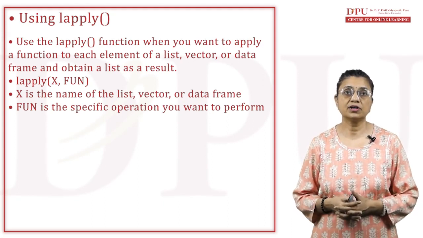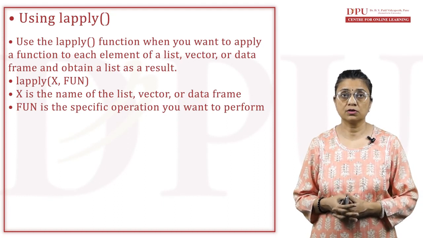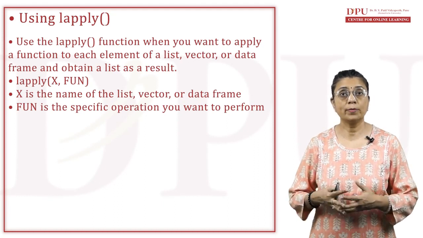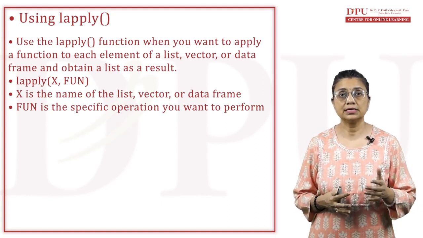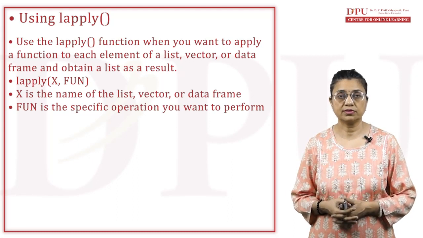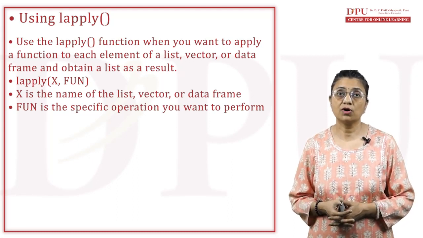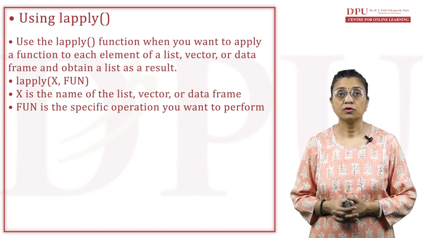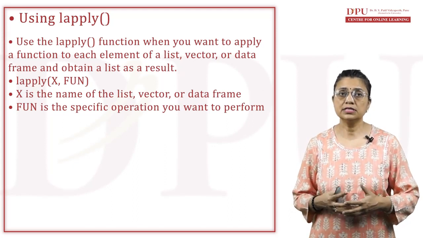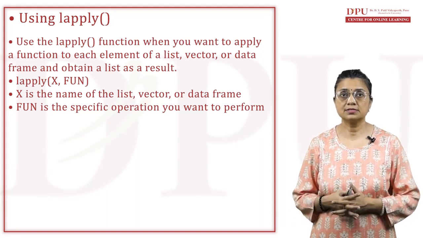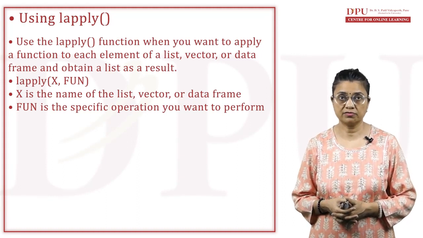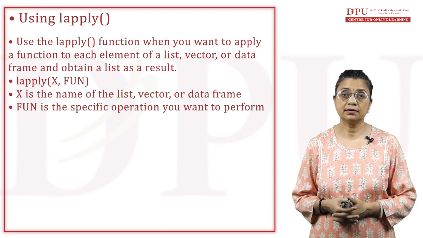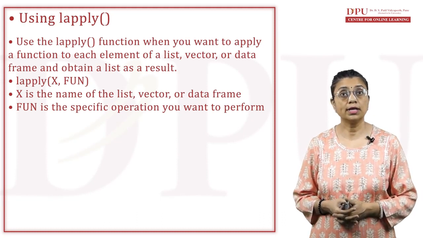So basically, the function is lapply because it can work on lists, and it has two parameters. The first one is the list, the vector or the data frame. And the second one is the fun, which is the specific operation, or we can say the function, that we want to apply on X. You can see over here that X is the name of the list, vector or data frame. So X is basically a variable which is holding the data.